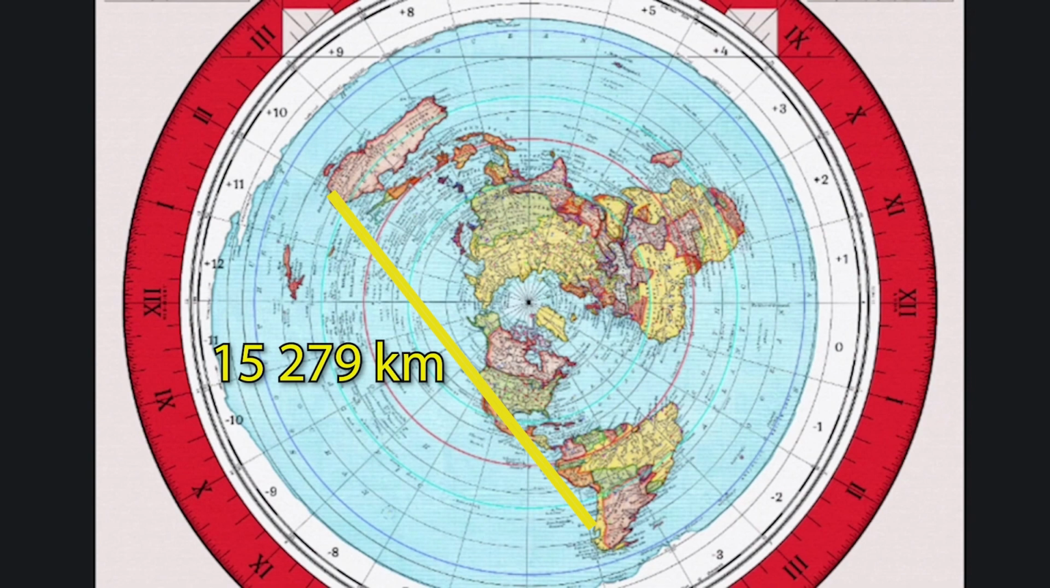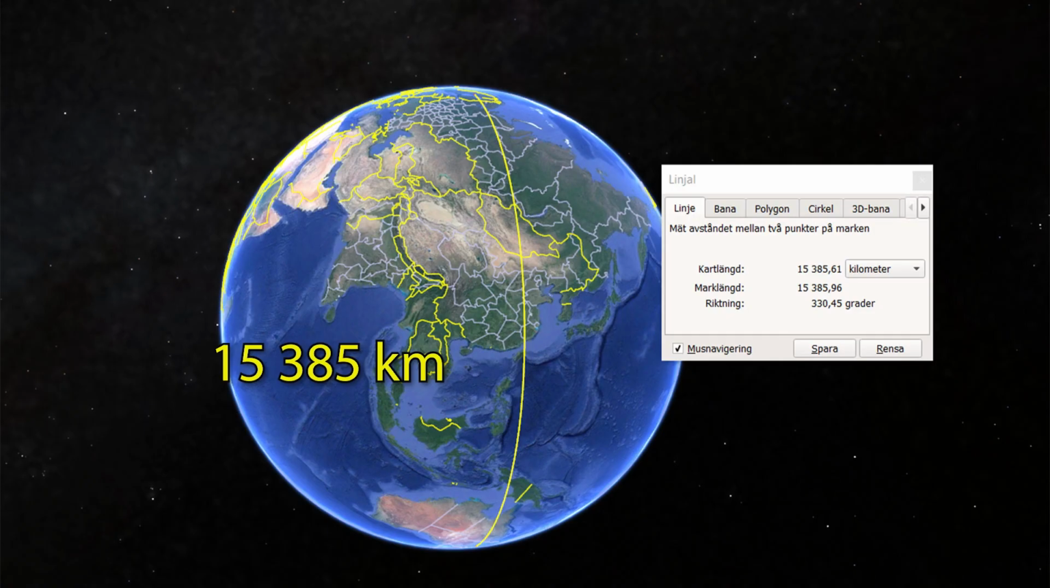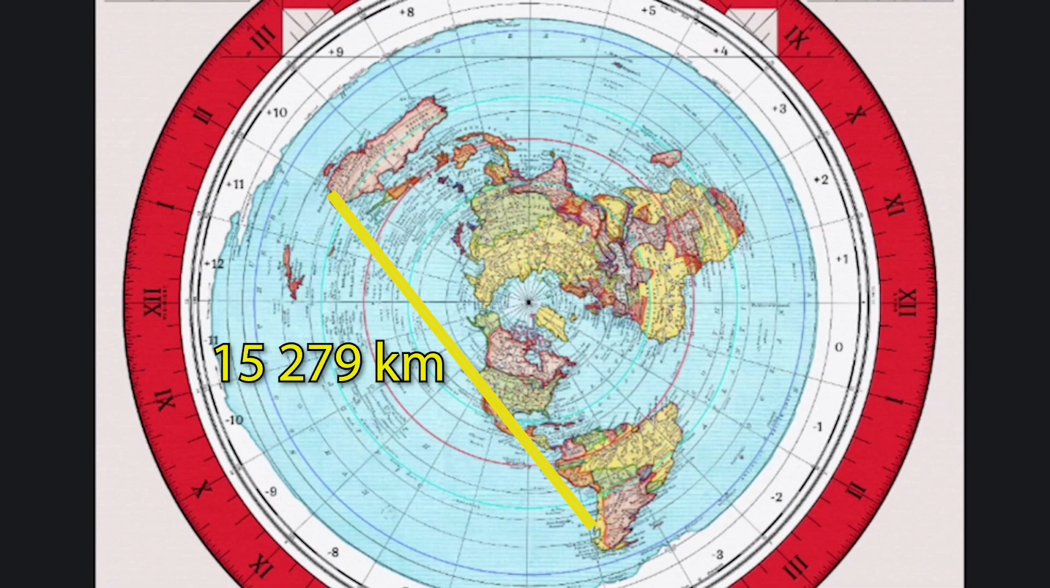So that distance is 15,279 kilometers according to him. And let's measure the distance to me up here in Sweden. 15,385 kilometers. So according to this flat earth genius, this distance is 15,279 and this 15,385. Is there anybody that sees a problem with this map?